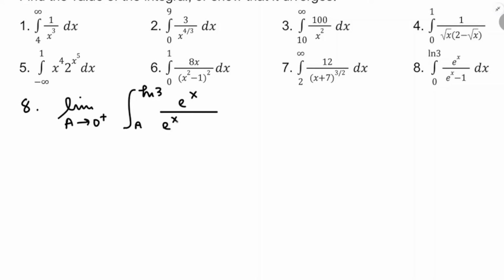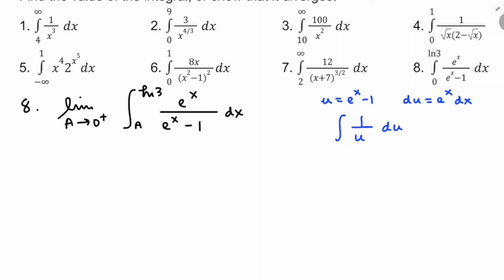And this one will require a u substitution. So I'm saying u equals e to the x minus 1, du equals e to the x dx. I lost my dx, but it'll be all right. That's exactly what I have. So this is really just 1 over u du.